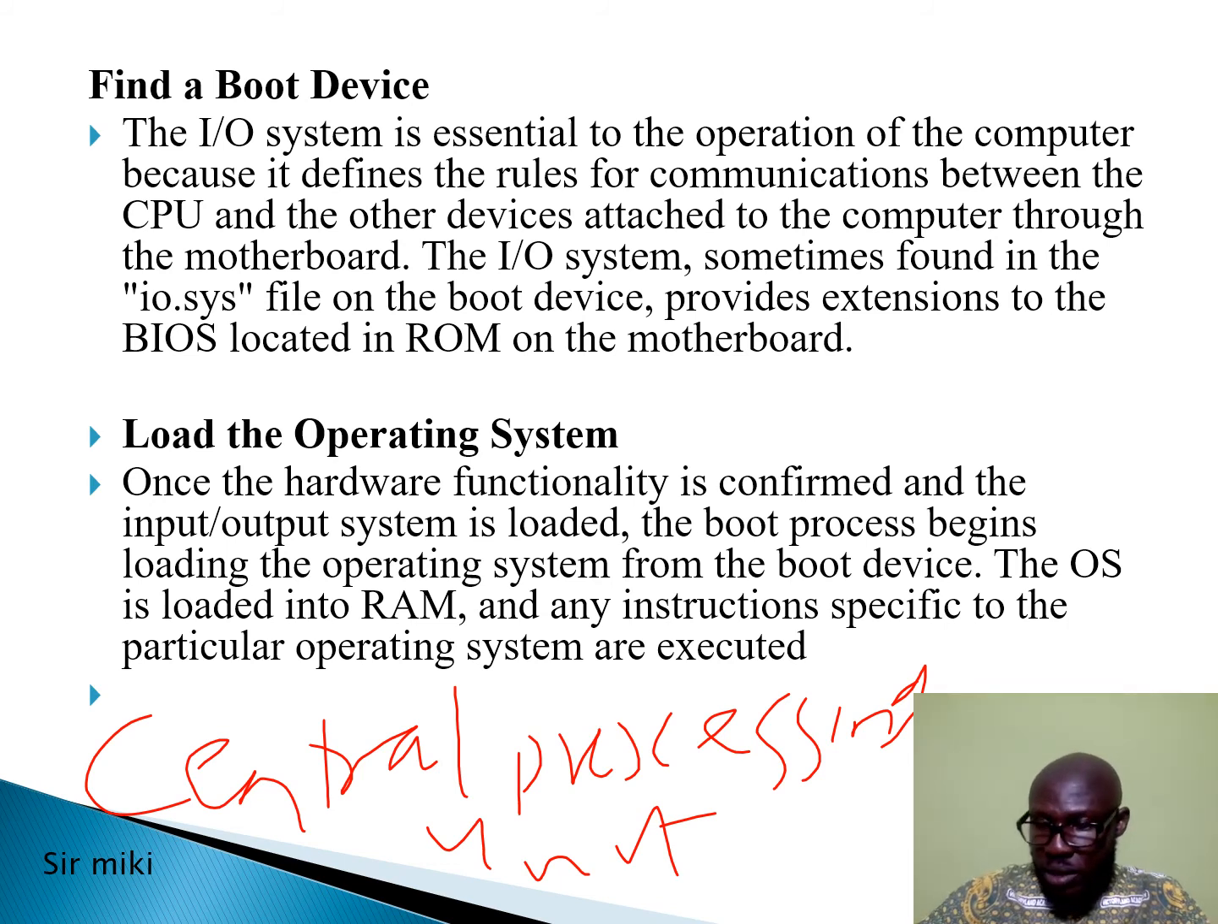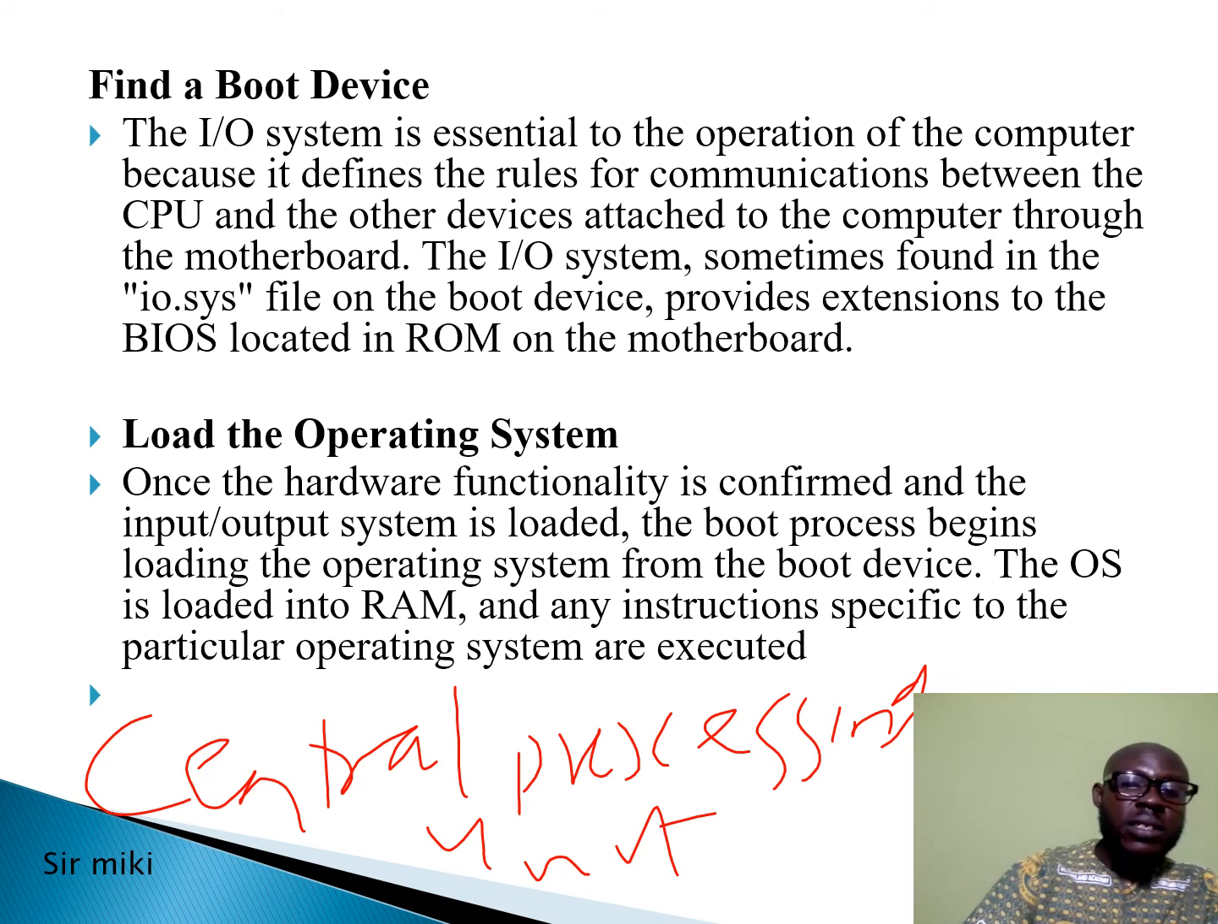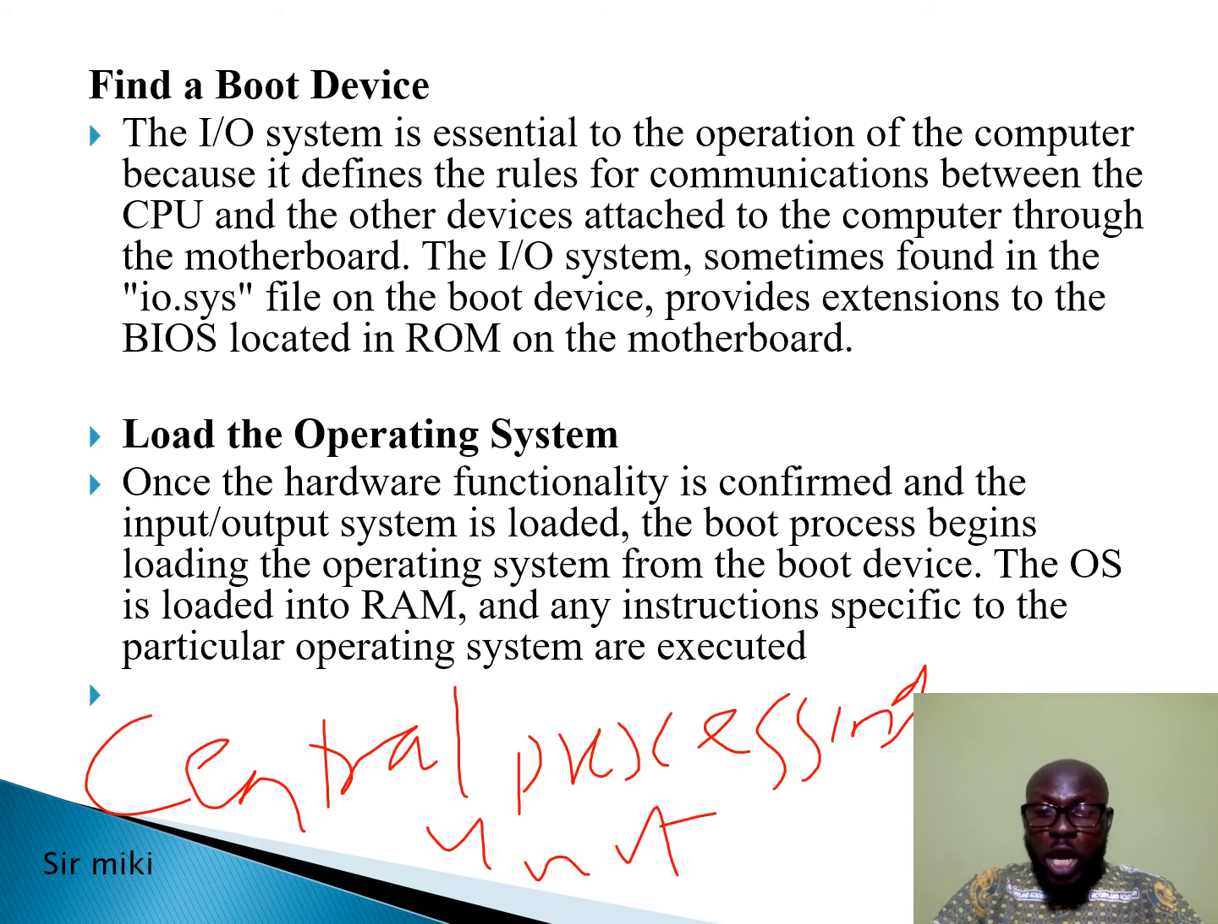As I said earlier on, the motherboard is a component where all other components are mounted, and it is found inside the system unit. So we are saying that it is essential to the operation of the computer. Why? Because it defines the rules for communication between the CPU and other devices that are attached to the computer through the motherboard. That means all these devices have their connections on the motherboard. We are saying that they are also found in the IO system files on the boot device, and it provides extensions to the BIOS. When we say BIOS, we are talking about the basic input-output system that helps in the operation of the computer.